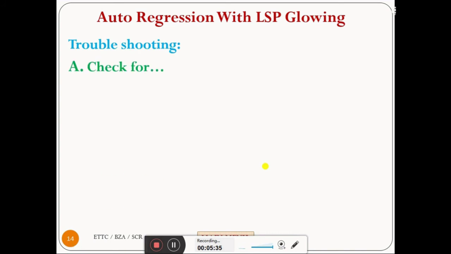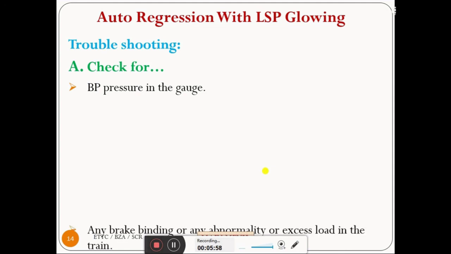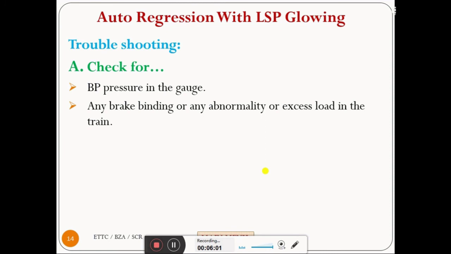So troubleshooting. Check for BP pressure in the gauge. As we have seen the reasons, if there is any problem with the train, that is brakes not released, such problems, ensure the BP pressure in the gauge should be at the prescribed levels. Then if there is any brake binding or any abnormality or excess load in the train, you have to get it attended.